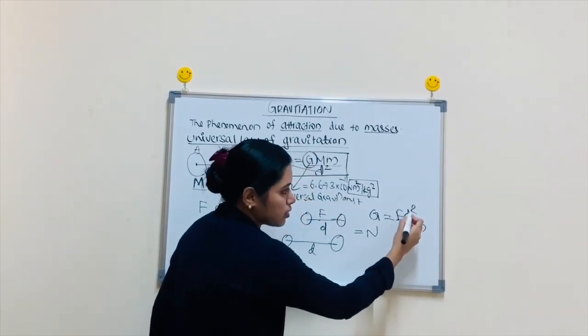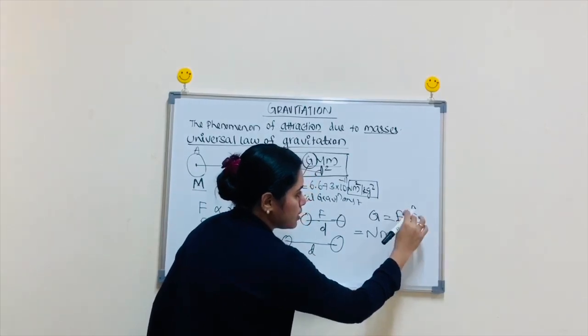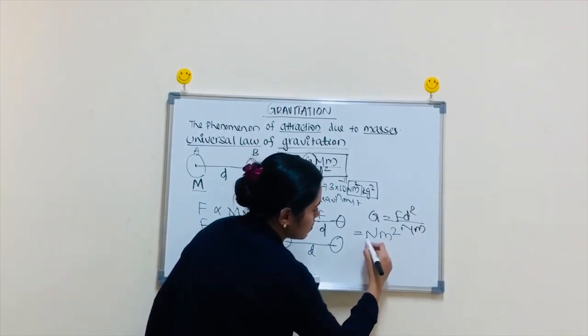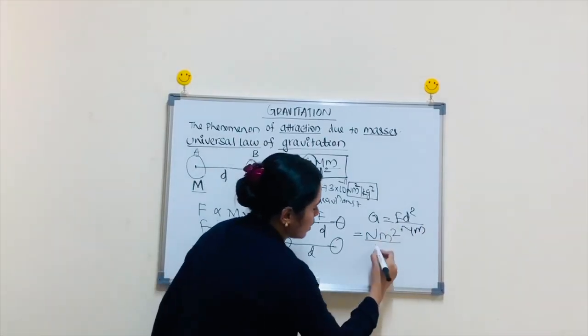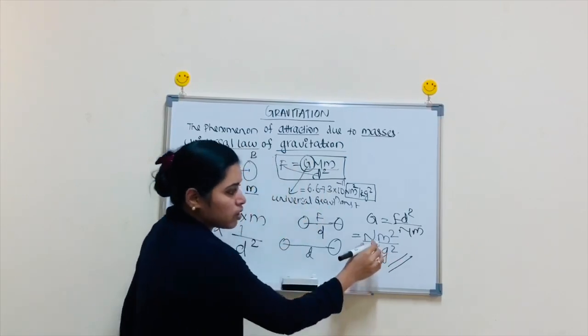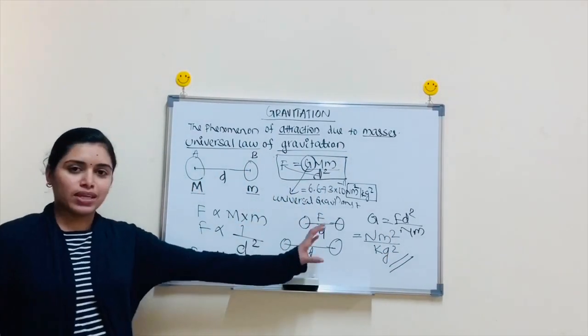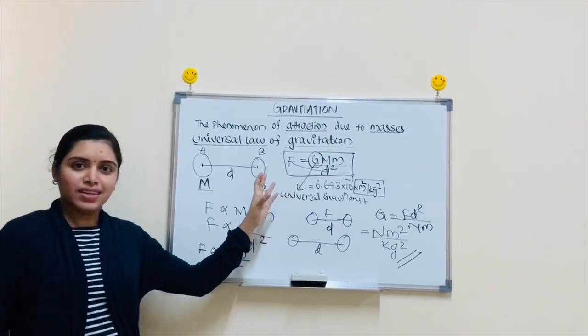The unit of length is meter. Since we have this d square here, we can write it as meter square divided by this. Both are mass. The unit of mass is kilogram. Since we have two masses, we can write it as Newton meter square per kilogram square. This is all about the universal law of gravitation by Newton.